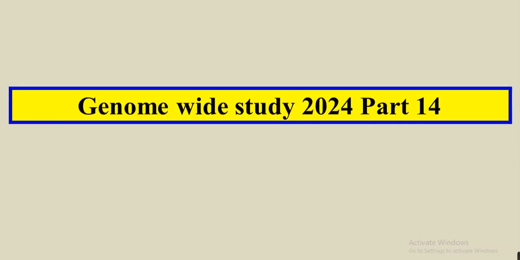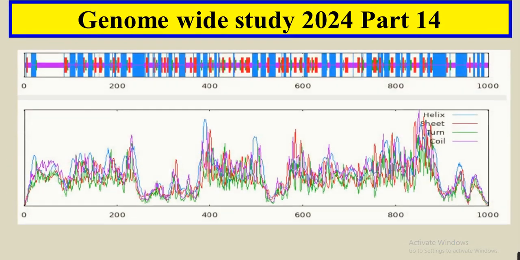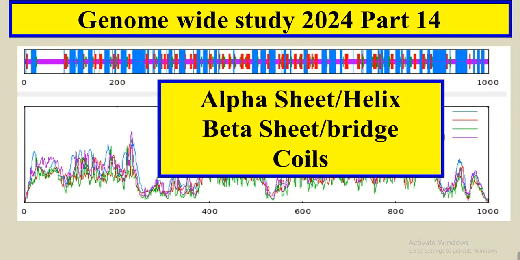This is part 14 of our genome-wide study series, and in this video we will talk about protein secondary structure, because sometimes we need to know how many alpha helices, beta sheets, beta bridges or coils our protein sequence contains, and what percentage of these structures it has. So how can we calculate these things in our protein sequence? Let's start.